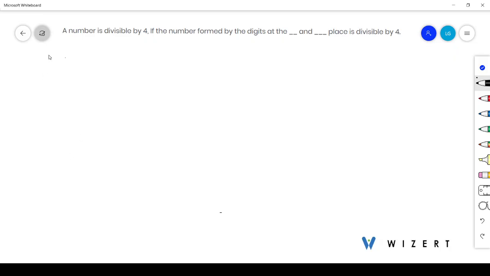Our question is, a number is divisible by 4 if the number formed by what place is divisible by 4?